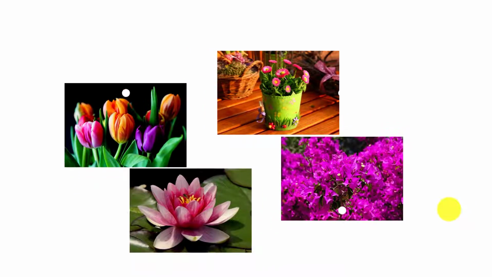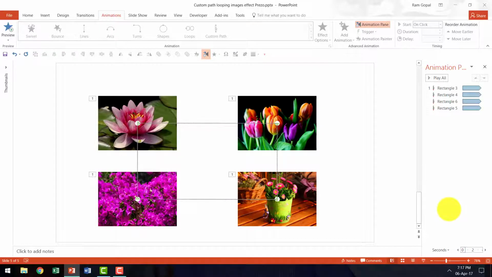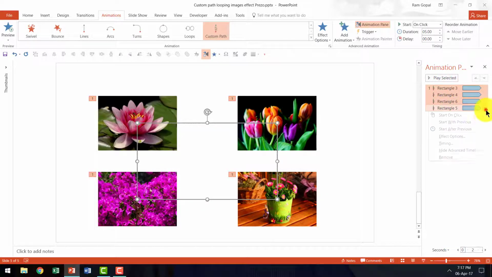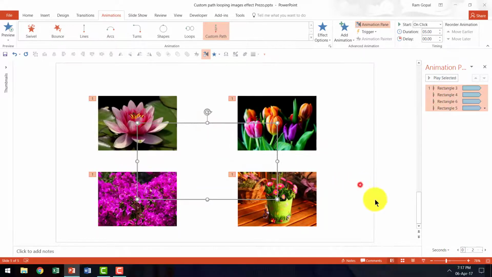Now the reason why this is happening, the reason why they are slowing down after every loop is because by default all these motion path animations have a certain effect called smooth start and smooth end. So you need to make sure that they both are 0, and then say OK.